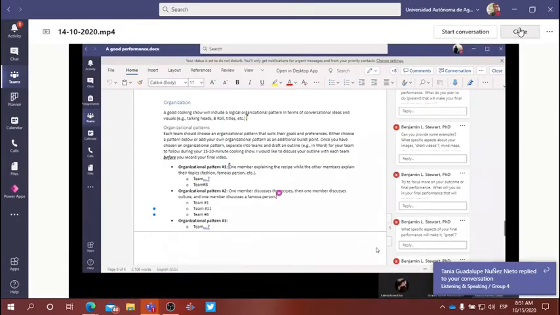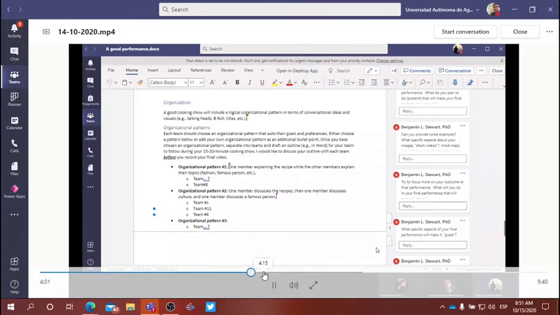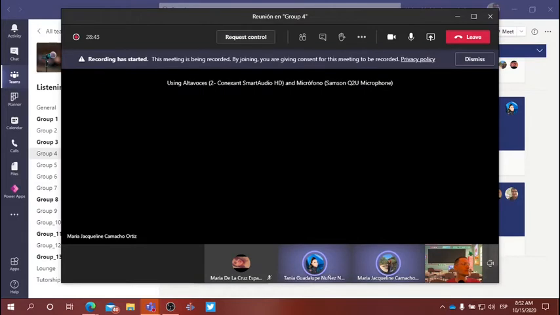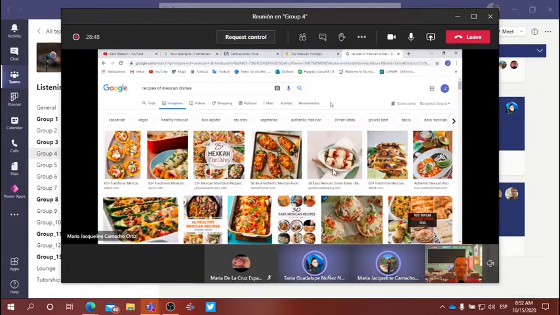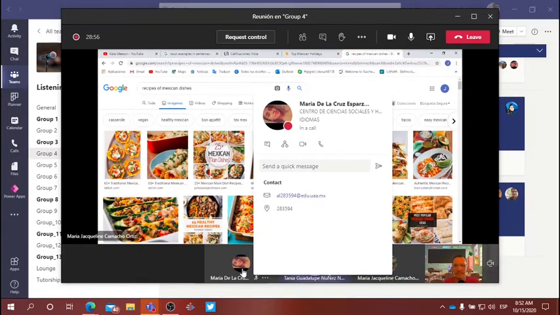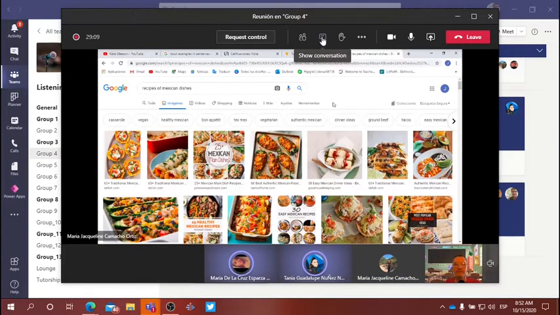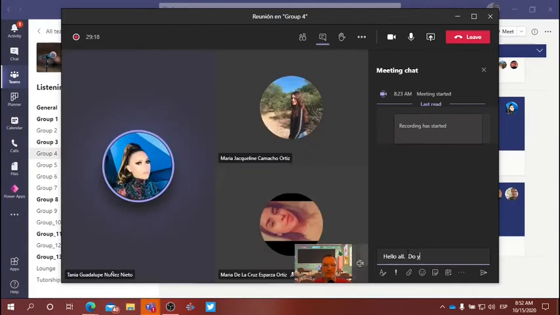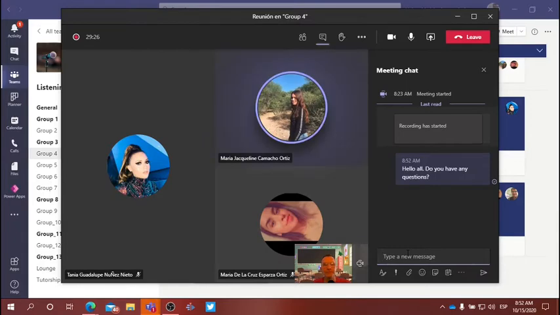Yes, my father has an additional bullet point. Once you have chosen an organizational pattern, separate into teams and draft an outline. We'll discuss the outline. Tortillas and is more process, but I don't know what do you think about that. Yeah, I see. Yes, I think you're saying the truth. It's easier, enchiladas. So, enchiladas. Okay. Yes. But first I have to record myself cooking that and send it to the person who is going to record the outfit, and the other one has to paste my audio.